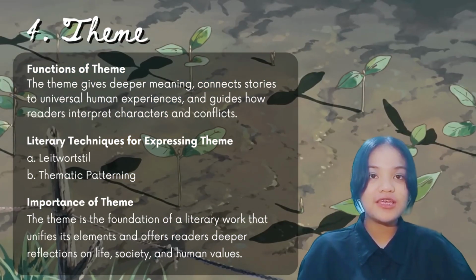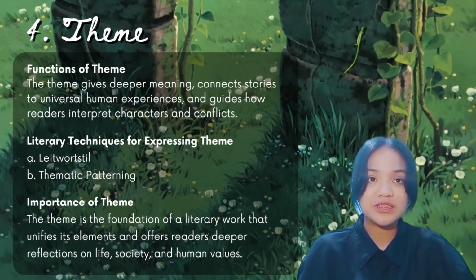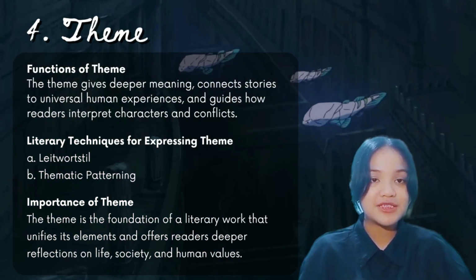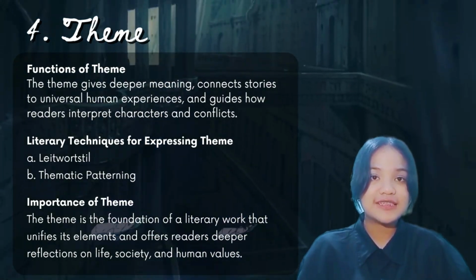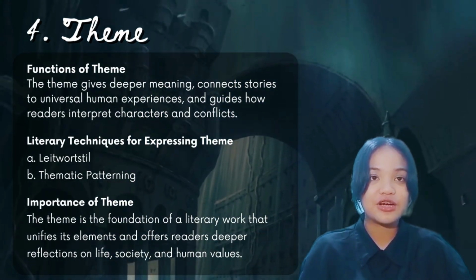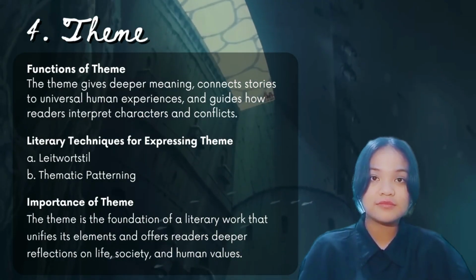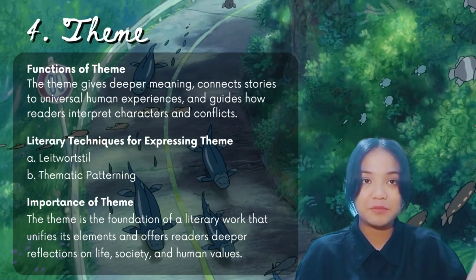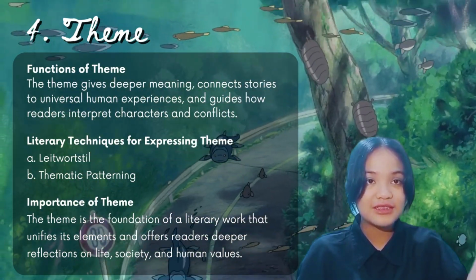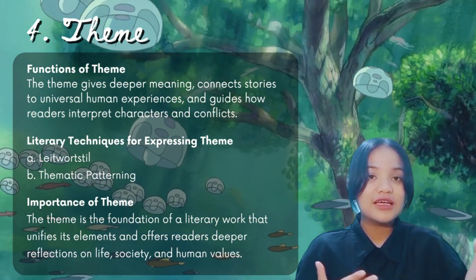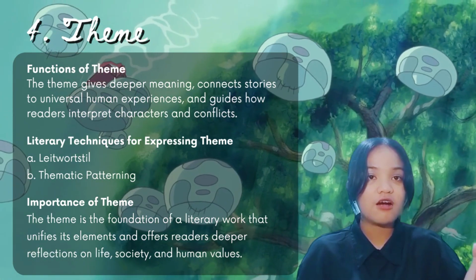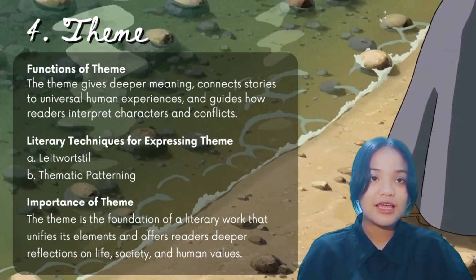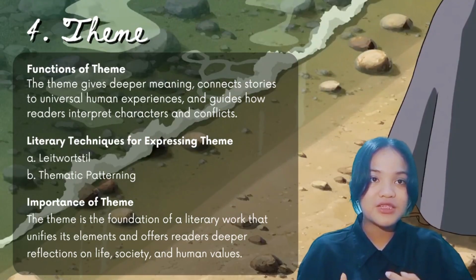A theme functions as the story's deeper message, connecting the narrative to universal human experience and guiding readers in interpreting the characters, actions, and conflict. Authors use specific literary techniques to express theme, such as layered word style. Thematic patterning is the repetition of a keyword or phrase to highlight a central idea, like repeatedly mentioning freedom.